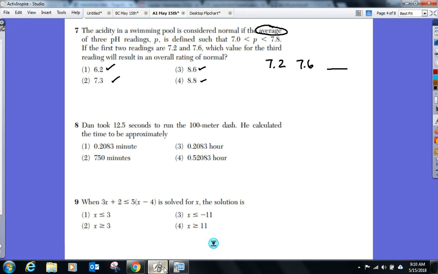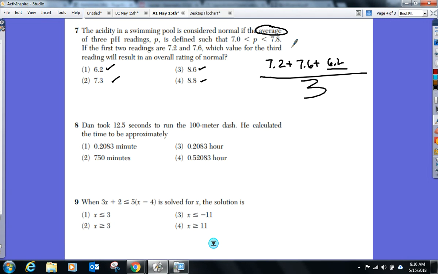What's average again? Add them all up and divide by how many in this case? 3. So I'm going 7.2 plus 7.6 plus 6.2 divided by 3. Does that give me an average within this zone? If it doesn't, I go to the next one. It is not asking which one of these fits into there. And unfortunately, that's the darn answer, but that's not what it's asking for.